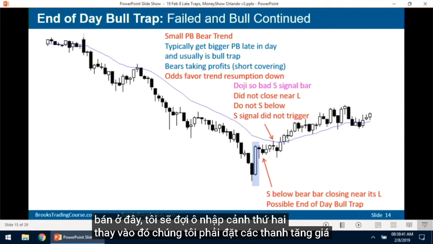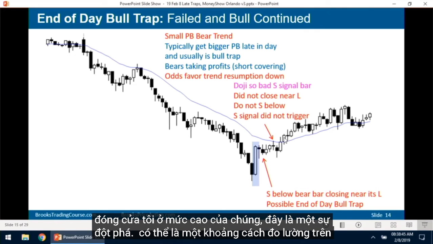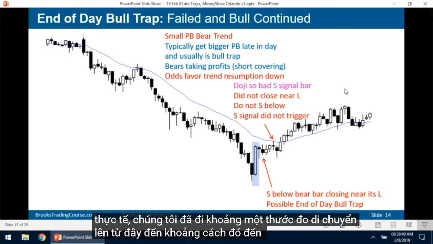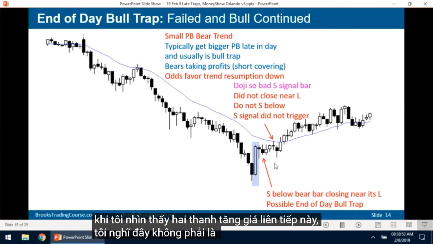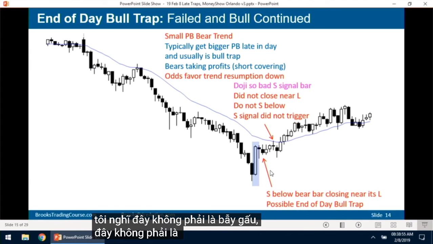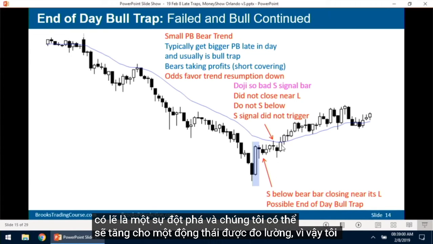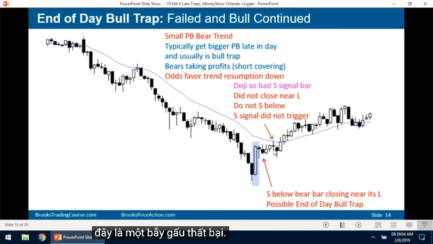Instead, we have 2 bull bars closing near their highs. This is a breakout. It could be a measuring gap. In fact, we did go for about a measured move up from here to that gap to up to here. Once I see these 2 consecutive bull bars, I'm thinking, this is not a bear trap. This is probably a breakout, and we're probably going up for a measured move. So I think this is a failed bear trap. The bear trap never triggered. We have consecutive bull bars, a breakout, a gap.